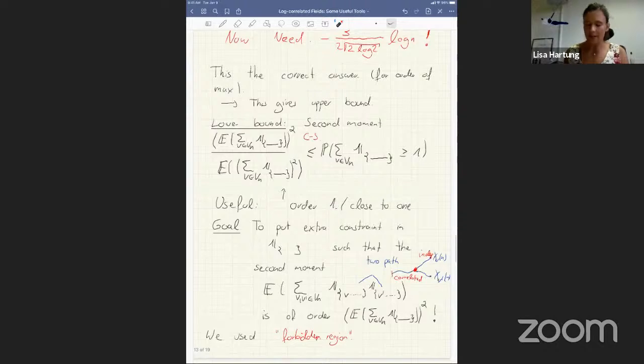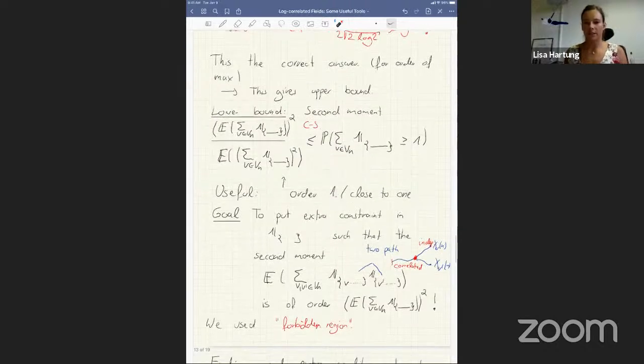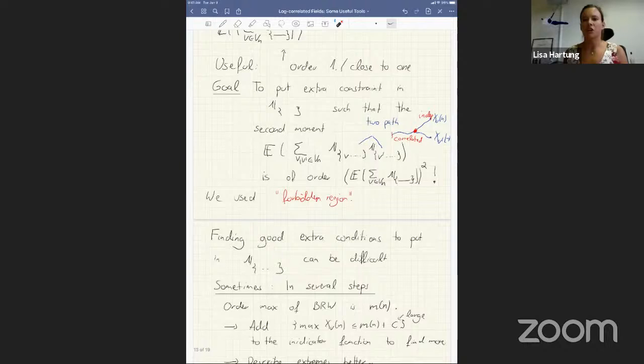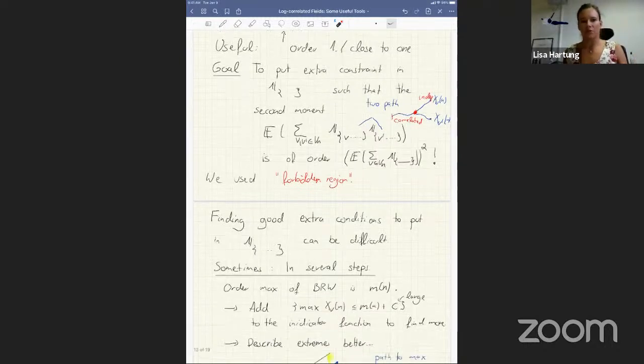And you should keep in mind that sometimes finding this localization that we have seen is actually not that easy. It's something you need to work for, and sometimes it's actually useful to do it in steps: to first do something rough, and then refine it.